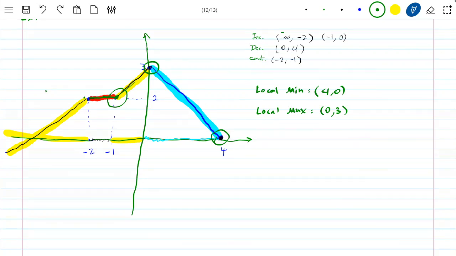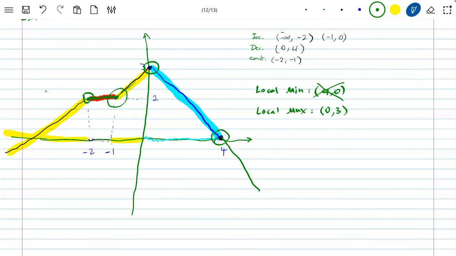How about this point? Same. It has the same y value as all these point neighbors. So how about local maximum? There is only one, 0 and 3. How about local minimum? 4 and 0. If the graph was continuing along this way, then there wouldn't be any local minimum at all. It would be only one local maximum.